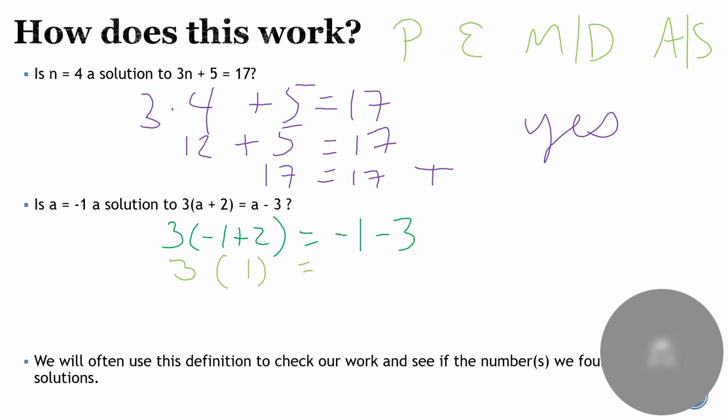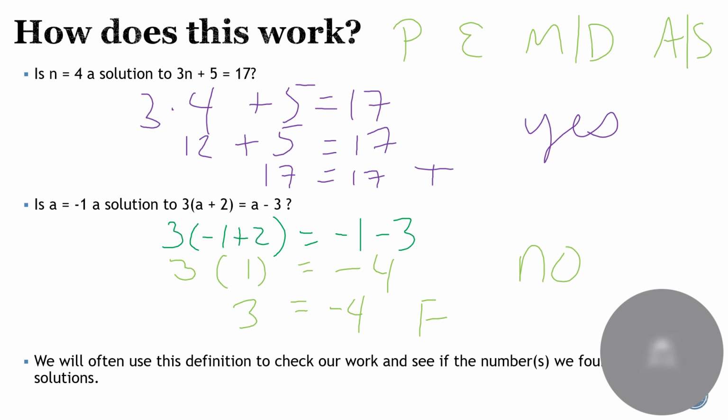And this is where you might do more than one step per line. Like you might come over to the other side here and say -1 minus 3 is -4. Or you might put that off to another line. That's where there's some flexibility. And then after this, we would do the multiplication. And so 3 times 1 is 3, and we get 3 is equal to -4. That is a false statement. And so no, A equals -1 is not a solution.